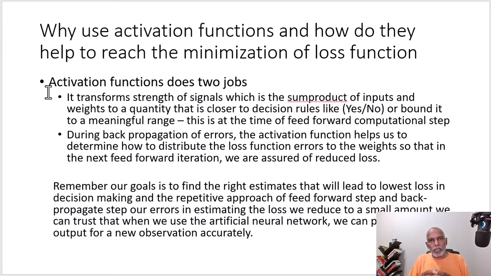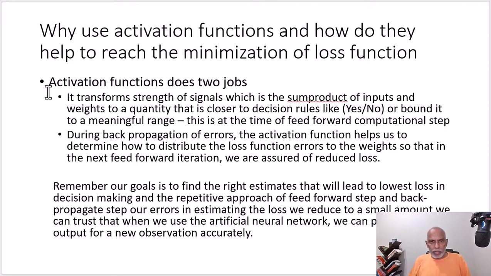to a quantity, regulate the quantity, or bound the quantity closer to a decision rule like yes or no, or bound it to a meaningful range. Make sure that it will always have the output between 0 and only positive values, or values in some other bounded range. Positive values means it can go up to infinity, right? So all those things are made possible by the transfer function, also called activation function.